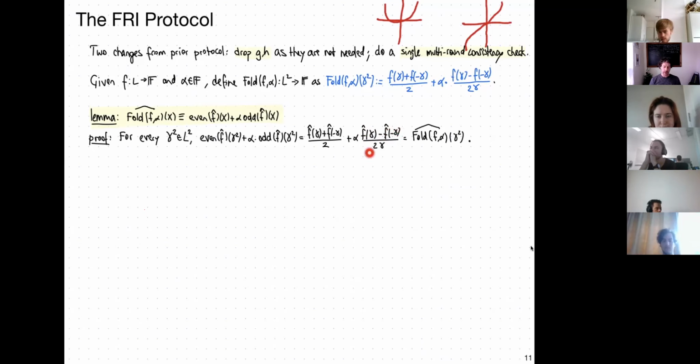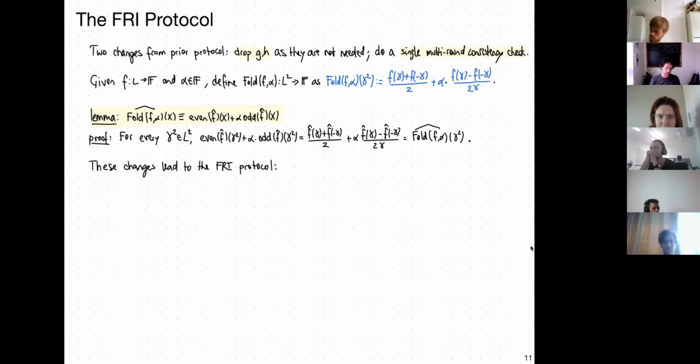You might ask, why do I have here this factor of gamma? If you remember, when we do the FFT, we have even plus x times odd. So this is exactly to compensate for that. You can write it down, and you have a more detailed proof in the notes, but it's a straightforward thing to check.